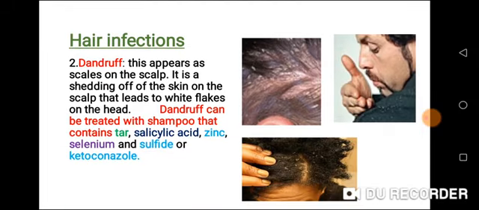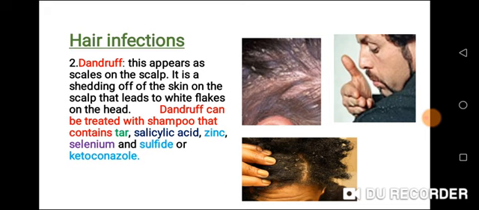Second one is dandruff. This appears as scales on the scalp. It is a shedding off of the skin on the scalp that leads to white flakes on the head. As you can see, the picture of someone that is suffering from dandruff. Dandruff can be treated with shampoo that contains tar, salicylic acid, zinc, selenium, and sulfide or ketoconazole.